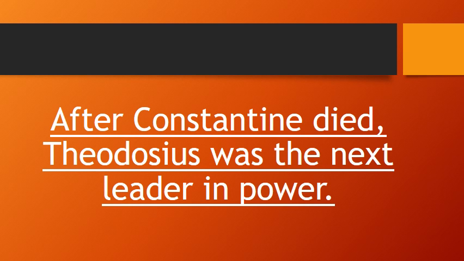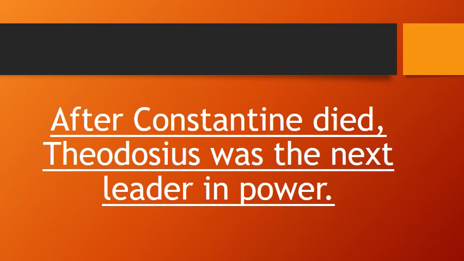He didn't live too long after that, though. He died pretty quickly, so not much change. And you can write in your notes, after Constantine died, Theodosius was the next leader in power. I'll read it again for you. You can write it down. After Constantine died, Theodosius was the next leader in power. So Constantine's not around too long. He passes away, he dies, and then Theodosius was the next guy to take power in the Roman Empire.